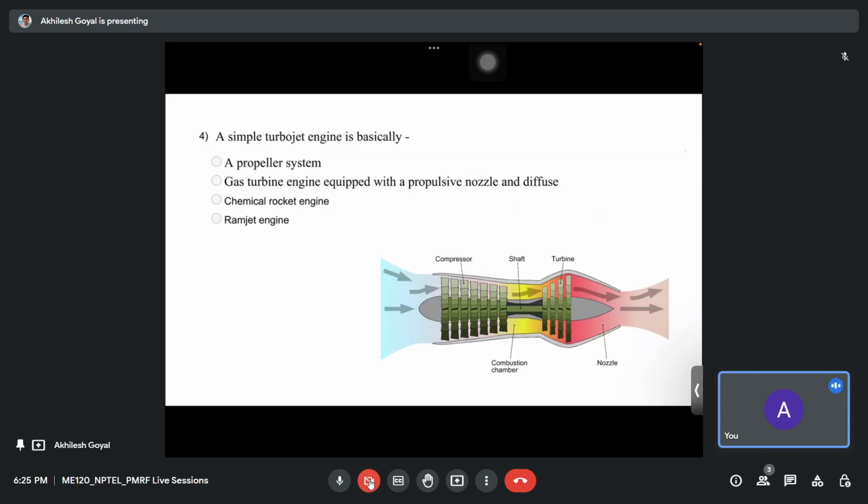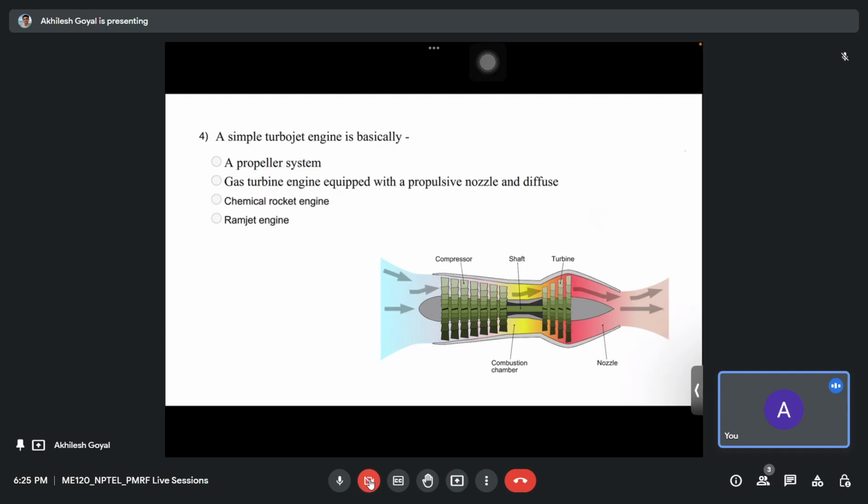Yeah. So here comes the question. A simple turbojet engine is basically what? A propeller system, gas turbine engine equipped with propulsive nozzle and diffuser, chemical rocket engine, ramjet engine, or what? Okay. So basically, a simple turbojet engine is what?